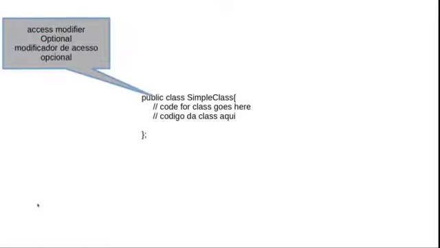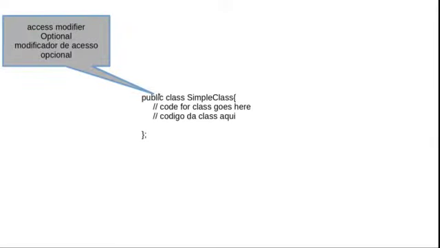Now that we know how to write a simple class, let's look at the actual structure of a Java class, what it entails, what is in it, and what's optional and what's not optional. Here I've got a simple class, not as simple as the other one. I've got an accessor here. This access modifier is optional.